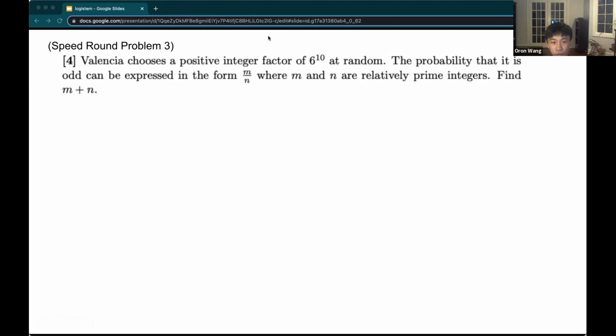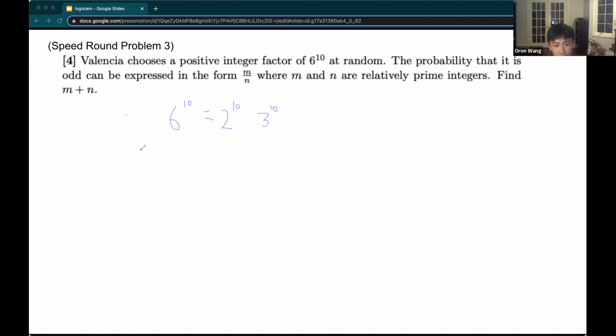Okay, I think we can start going over this problem now. So first, what we want to do is split up 6 to the 10 into 2 to the 10 times 3 to the 10. So basically, this is the prime factorization of 6 to the 10. And now we can write out its factors.